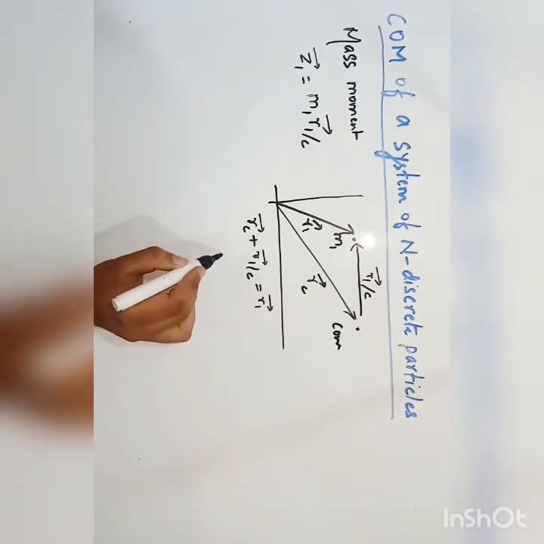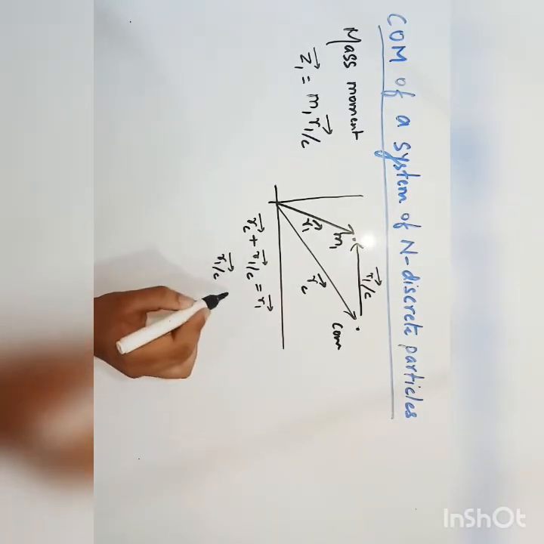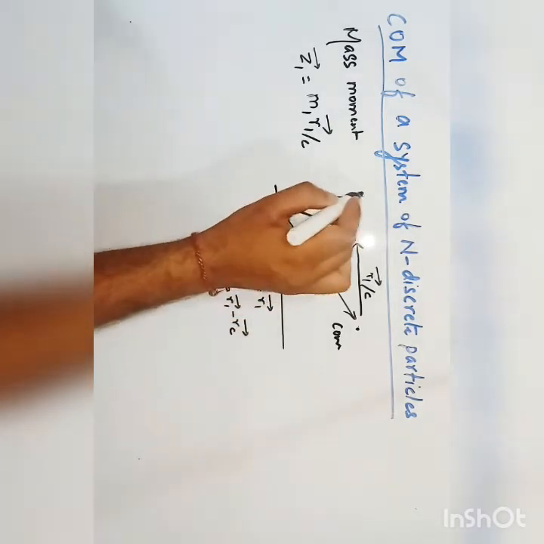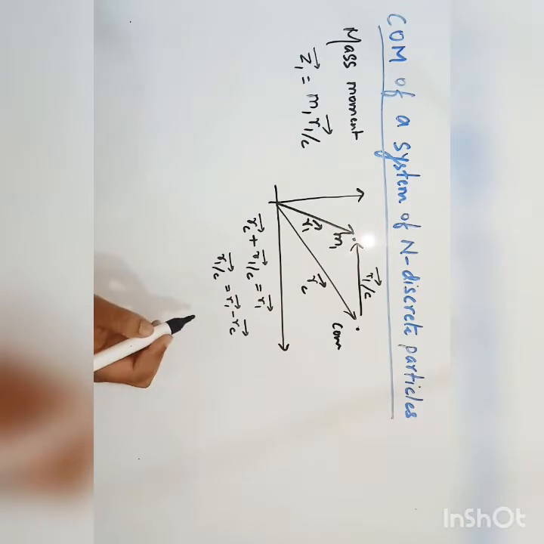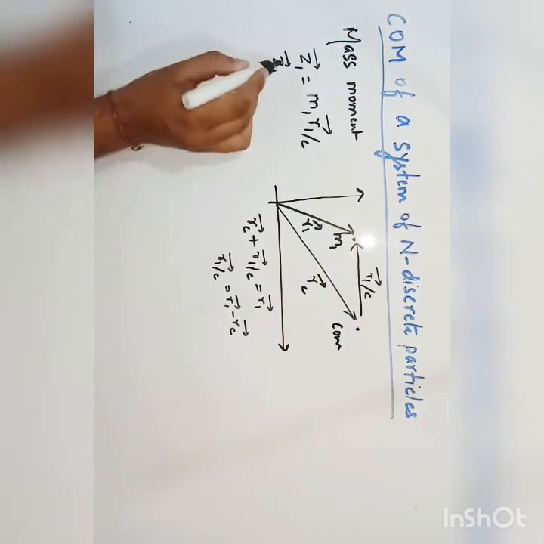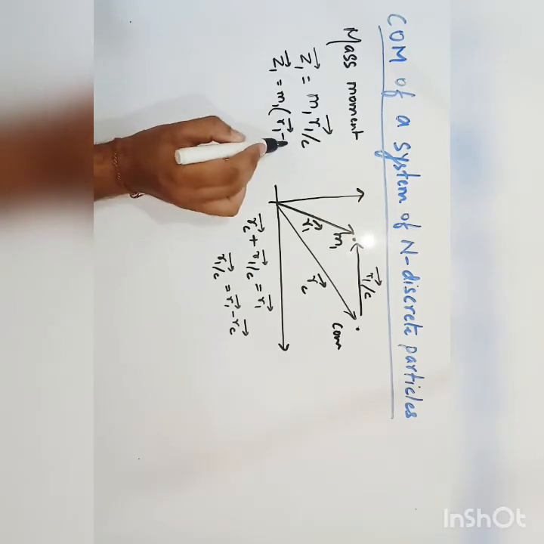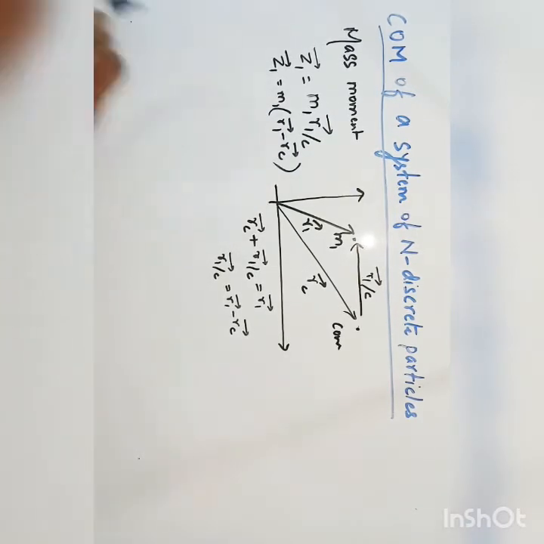So what is r1c vector? This is going to be r1 minus rc. All right. So the mass moment of m1 vector is basically m1 into r1 minus rc vector. All right.